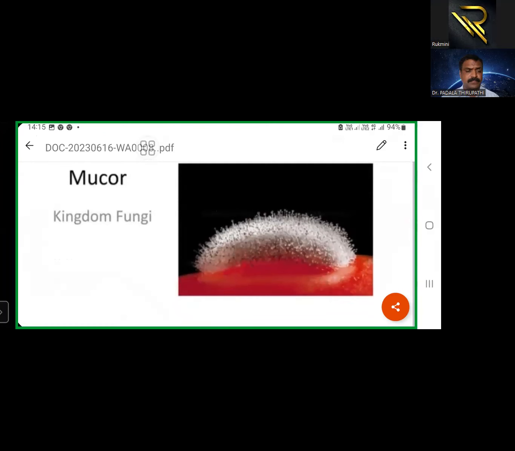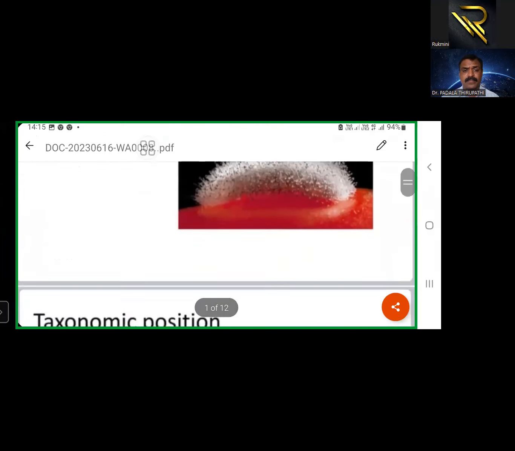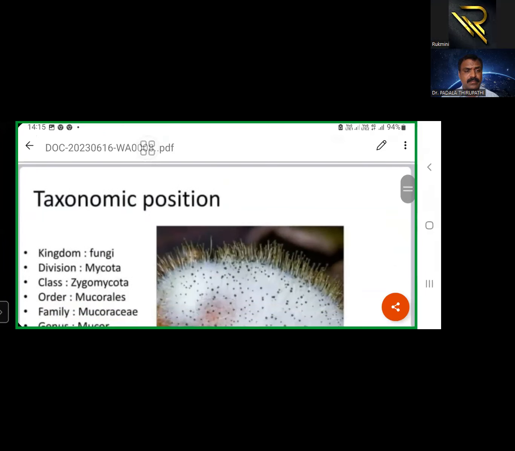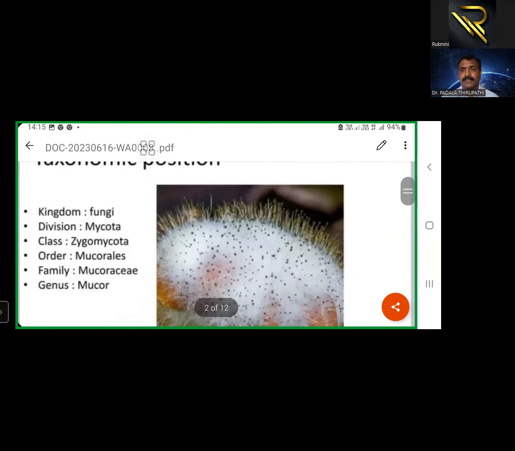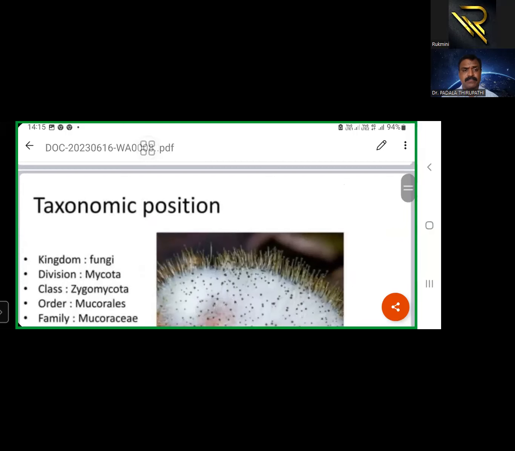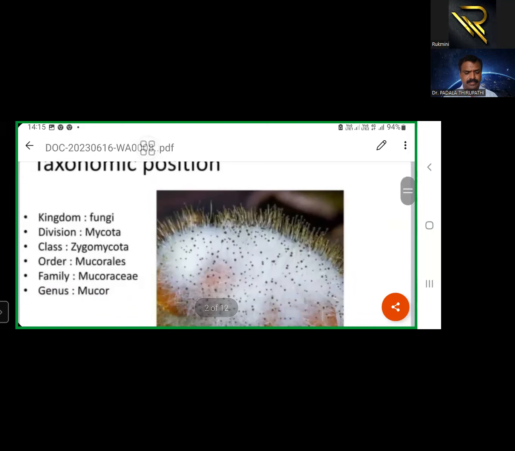Good afternoon, everyone. Today I am going to deliver a lecture on the life cycle of Mucor. I hope all of you know what Mucor is and to which subdivision it belongs. Actually, Mucor is a fungus. First, we will start its life cycle with the systematic position of Mucor.